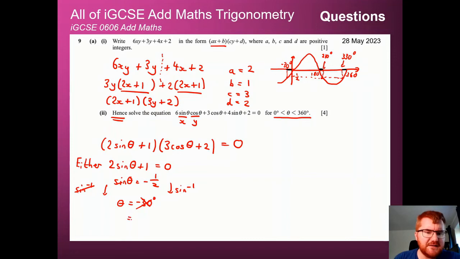Those are the only answers within the domain that we have. Because notice we're only going between 0 and 360. So my graph matches the domain I have in the question. And now we look at the more complicated example.